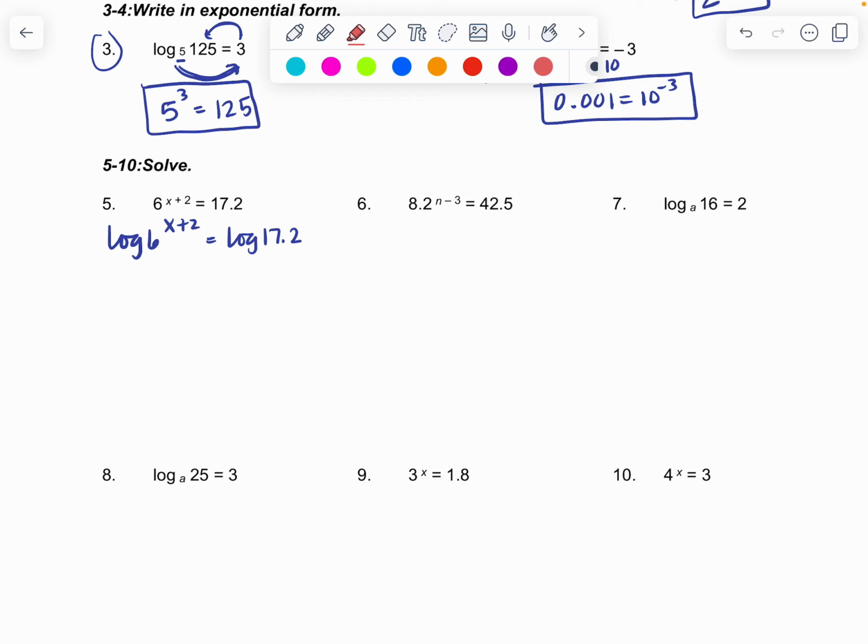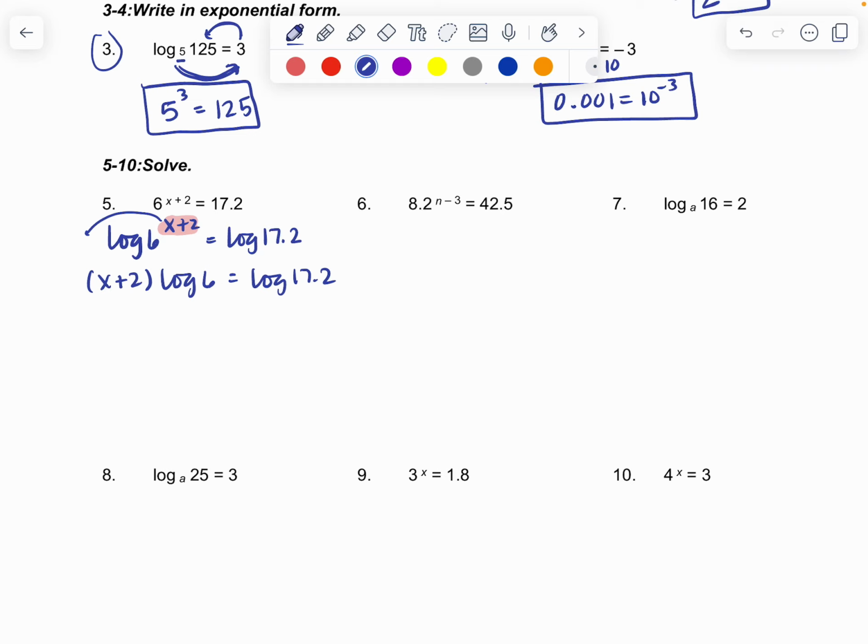So we're going to take this little exponent, the x plus 2, and drop it down in front of the logarithm. So it's going to become x plus 2 times log of 6 equals the log of 17.2. The reason we're bringing that exponent down is so that we can have a regular linear function that we can solve.